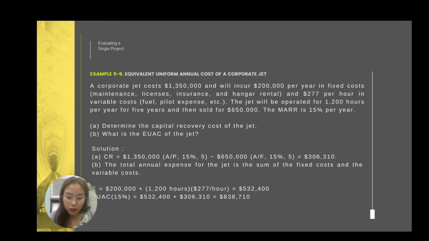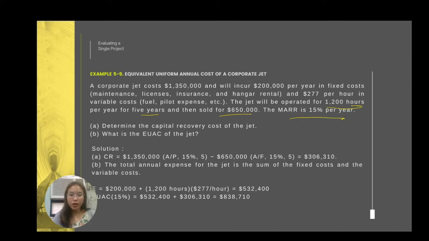Okay. There is also a $277 rate, that is per hour, and variable cost for fuel, pilot expense, etc. The jet will be operated for 1,200 hours per year for 5 years and then sold for $650,000. The MARR is 15% per year.